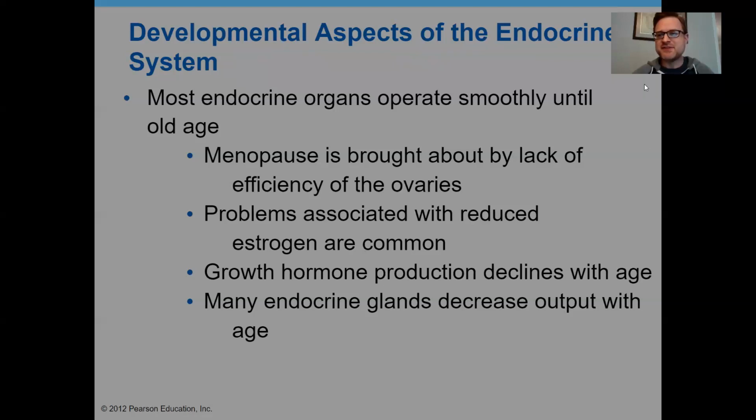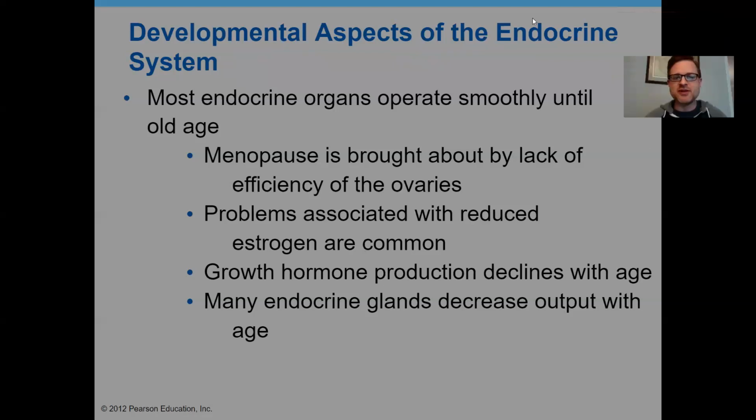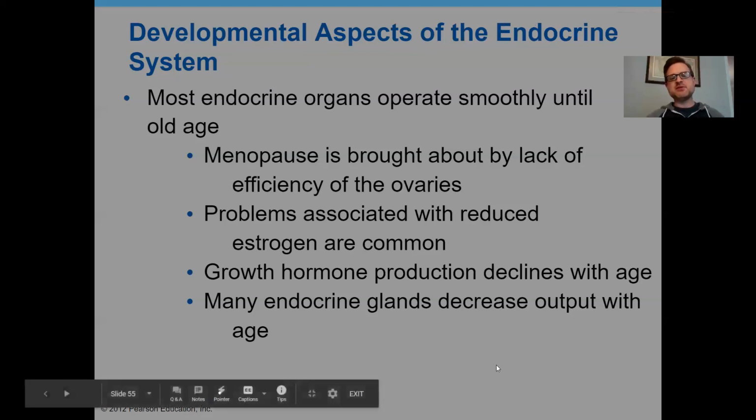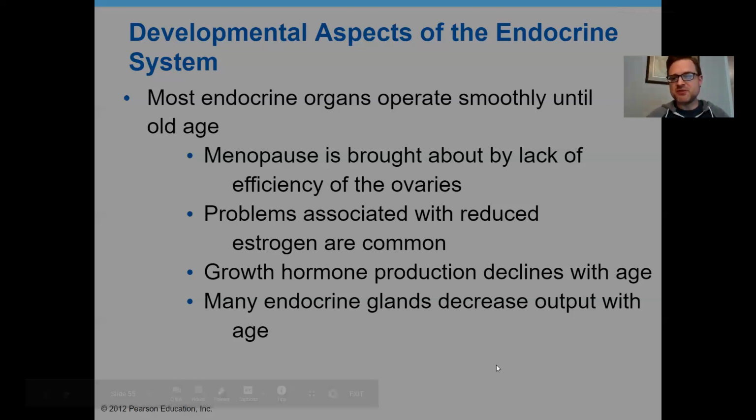Okay, last slide. Let's finish chapter 9. So developmental aspects of the endocrine system. Your endocrine system works really well until you get old. And once you get old, it's like your endocrine system just starts to check out. Menopause is brought on by a lack of female sex hormones by the ovaries.